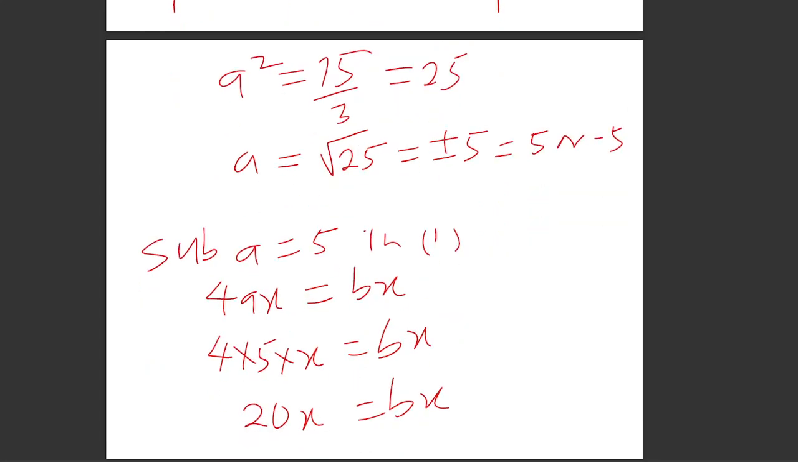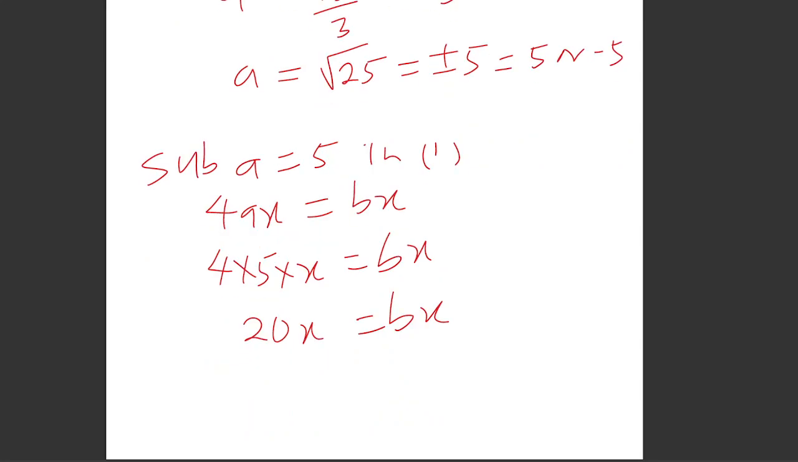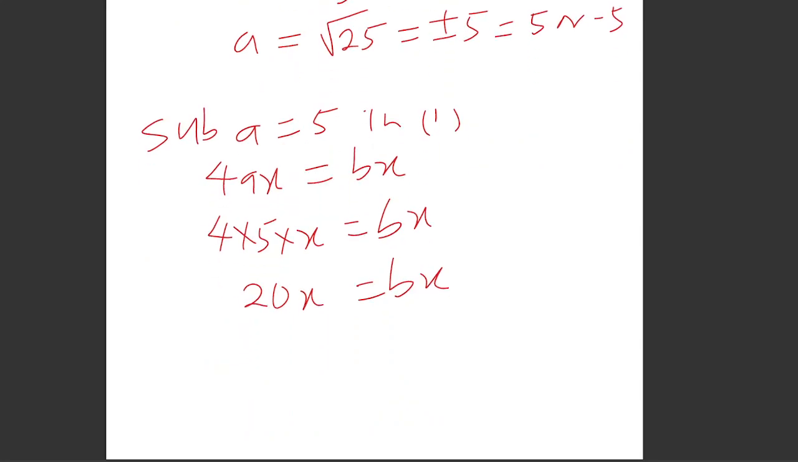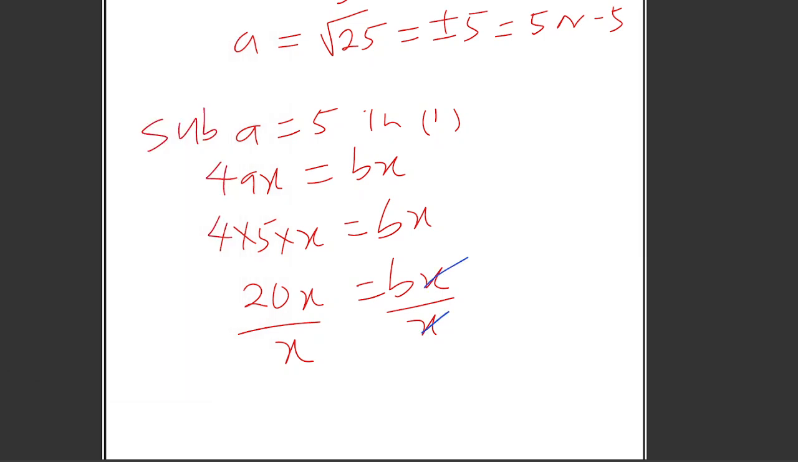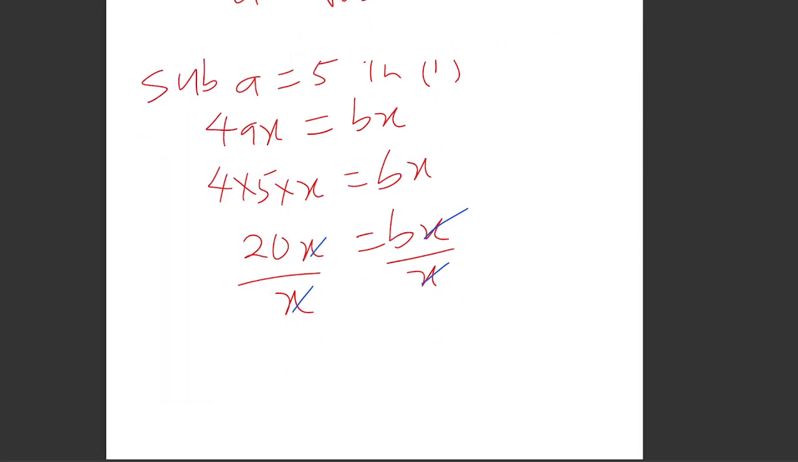Now we are using a equals 5 now. So since it's b we are looking for, we divide both sides by x. So we cancel x. Therefore b is equal to 20. That's the first value of b.